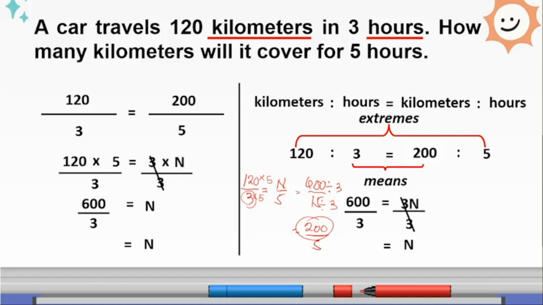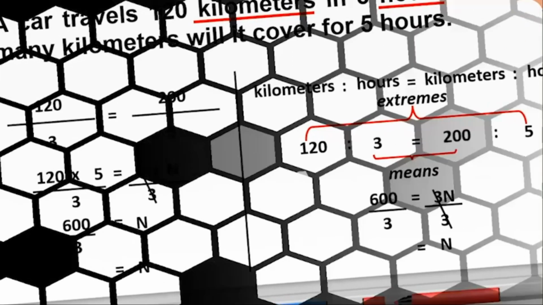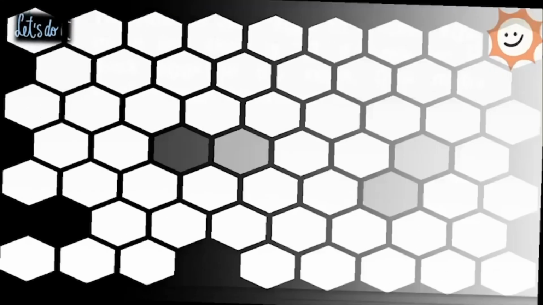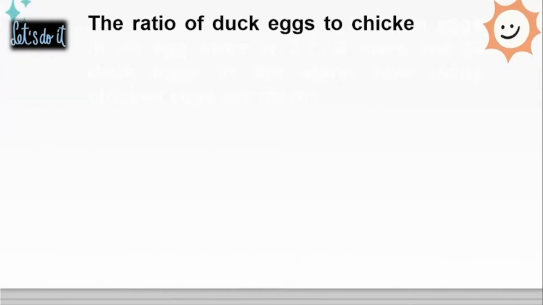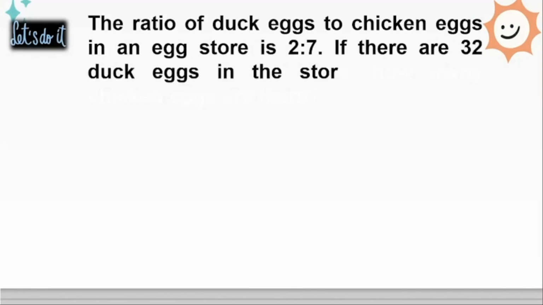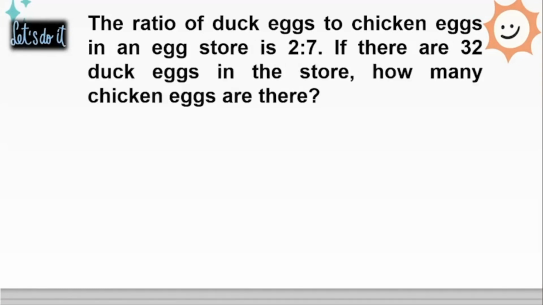Okay, pwede kayong kumuha ng papel at ballpen at sabayan ako sa pagsagot nito. So let's do it together. So this example is the ratio of duck eggs to chicken eggs in an egg store is 2 to 7. If there are 32 duck eggs in the store, how many chicken eggs are there?